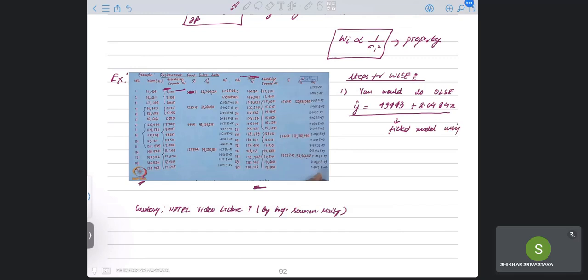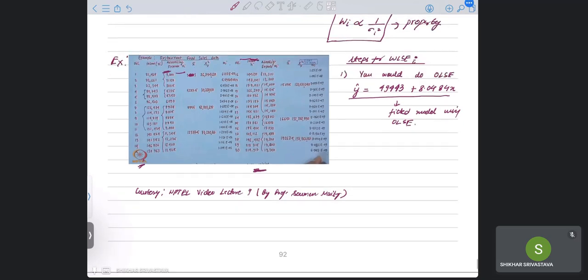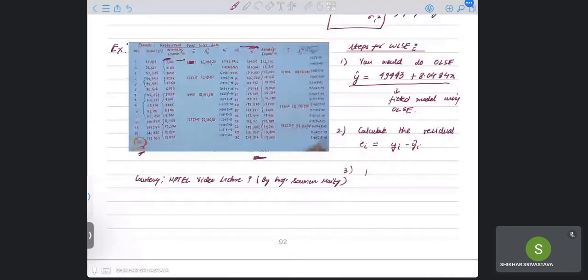using ordinary least square estimate. Second step, calculate the residual. For calculating the residual, for each observation you will have yi minus yi cap. Third step, plot the residual plot. I already told you this in the last 15 minutes. Plot the residual plot between ei versus yi cap.